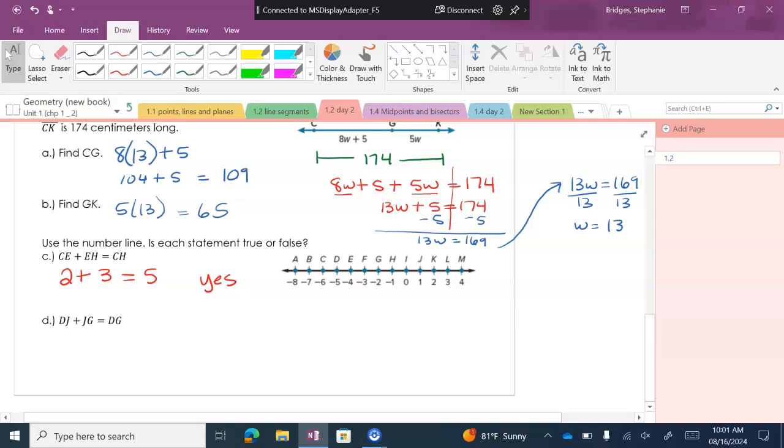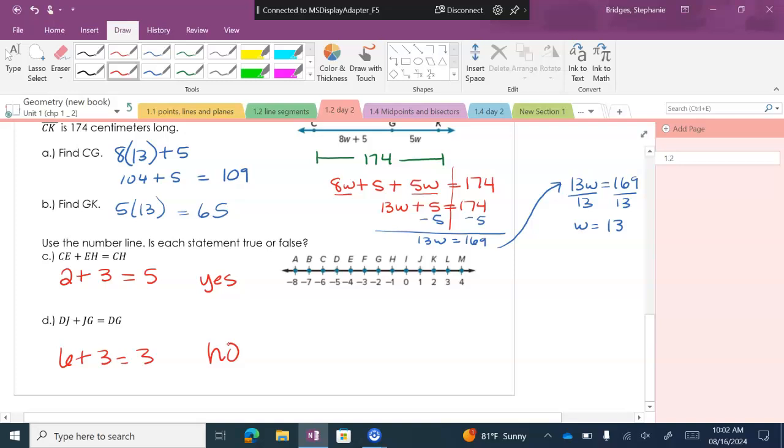How far is it from D to J? 6. Okay, 6. All right. How far is it from J to G? 3. And then how far is it from D to G? 3. 2, 3, yeah. Does 6 plus 3 equal 3? No. Make sense? Okay. I just gave you your homework.